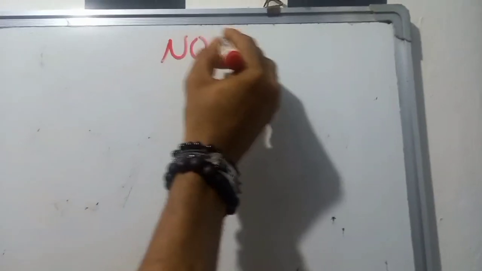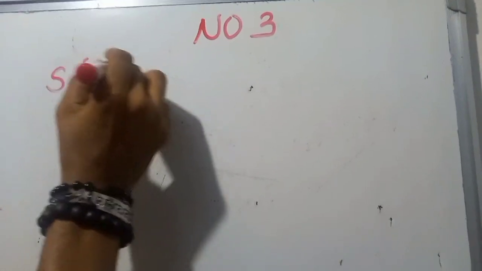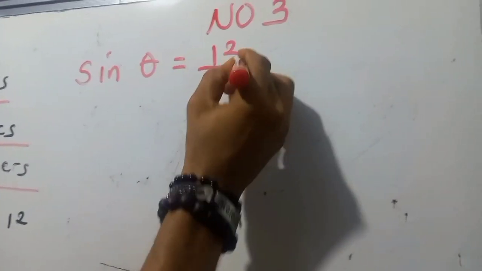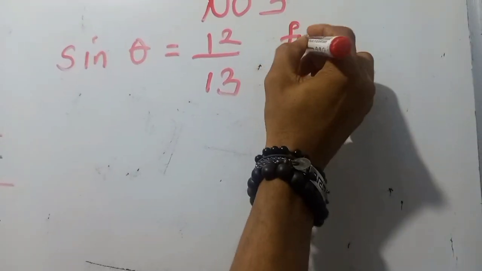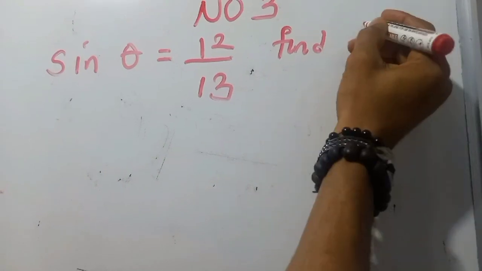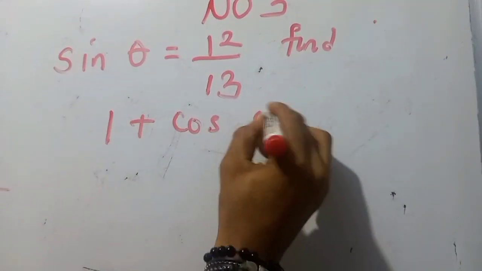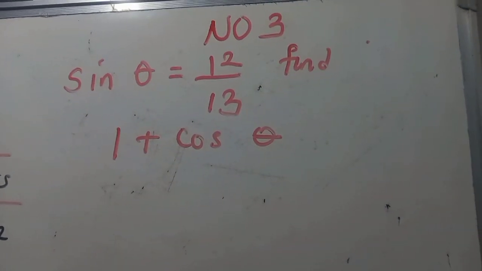Number three. It says sine theta is equal to 12 over 13. So find one plus cos theta. This is the question, and this is an exam question. Please pay attention to this, okay?